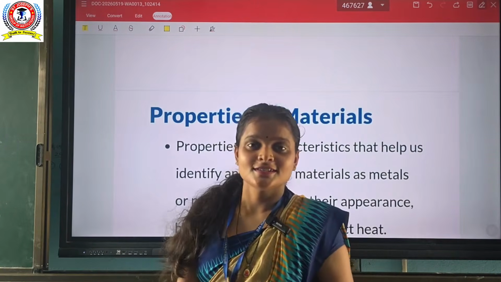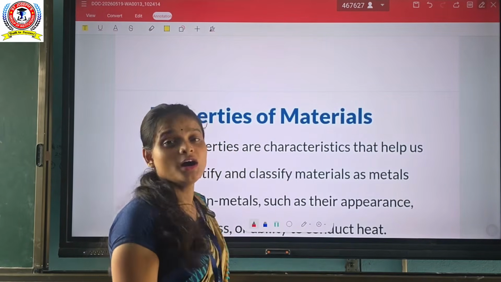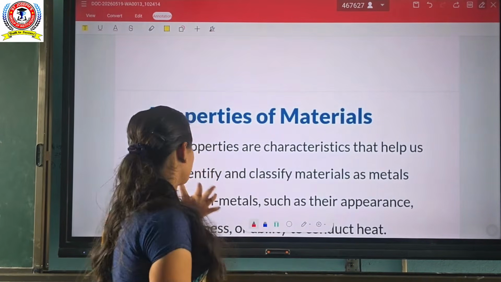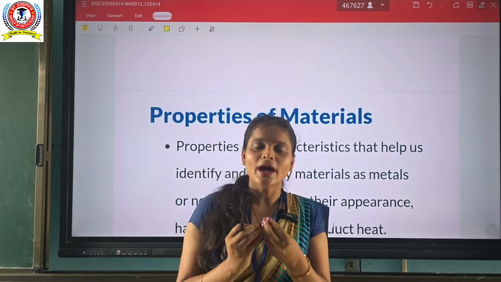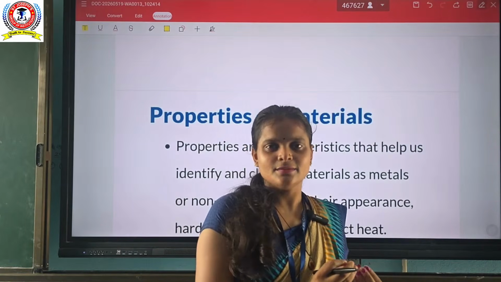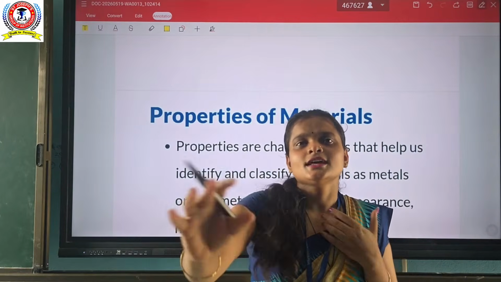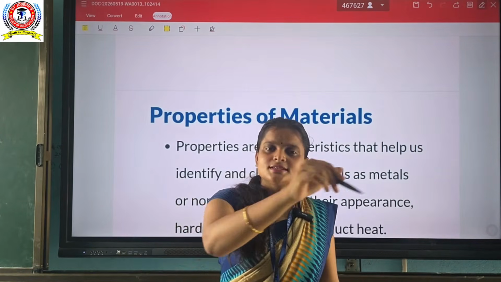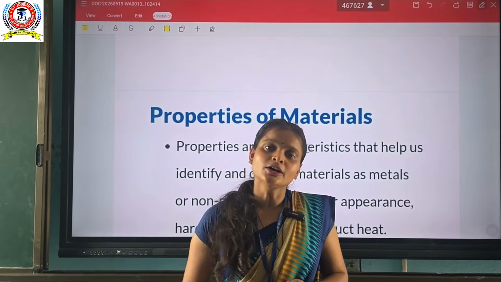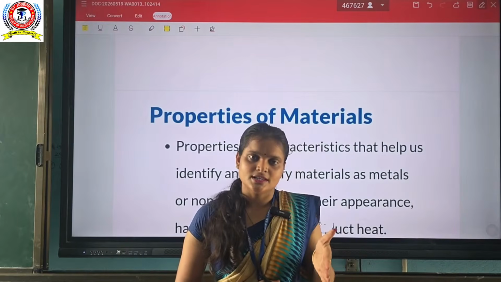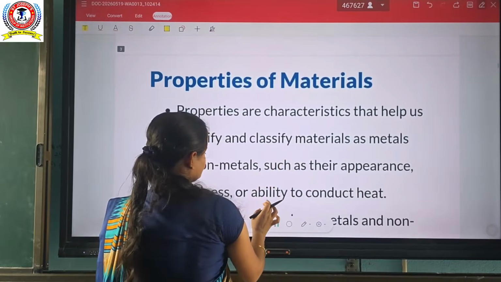Now I'll start to discuss the properties of metals and non-metals, meaning the properties of materials. Properties or characteristics help us to identify which substance is a metal and which is a non-metal. We can't just look at a substance and say this is a metal and this one is a non-metal. There are some specific properties to identify the substance.